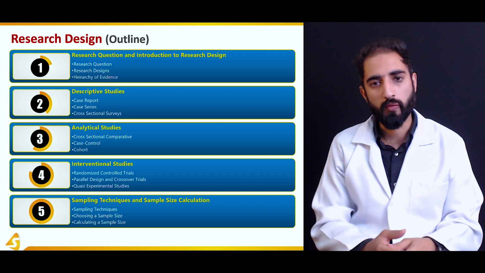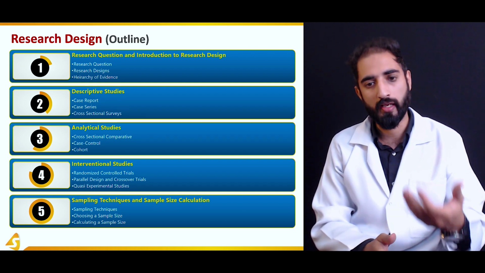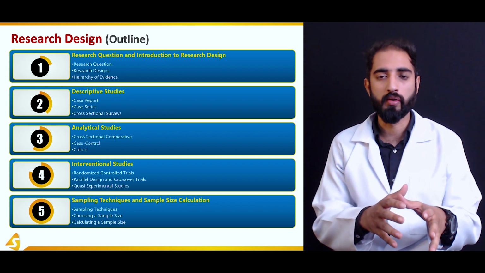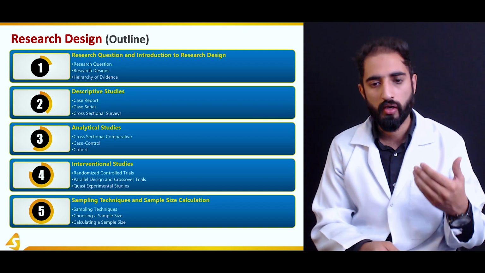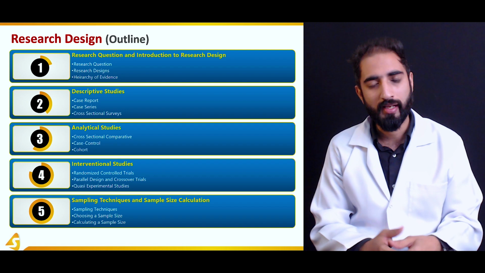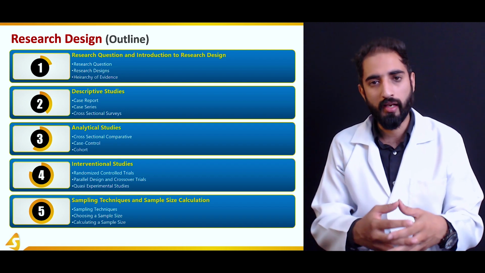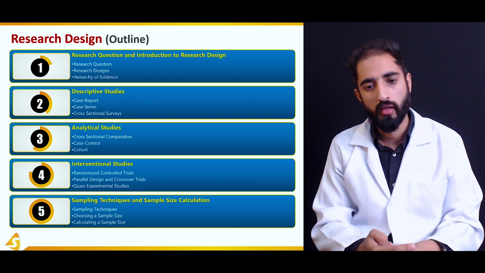In the third section, we're going to talk about another type of study design, which are the analytical studies or analytical study designs. The major classification of these types of study designs include cross-sectional comparative studies, case control studies, and cohort studies, in which we actually analyze and work on different types of hypotheses as well.